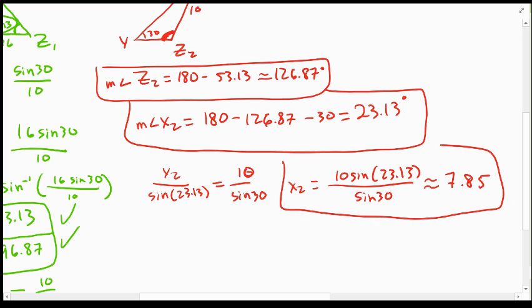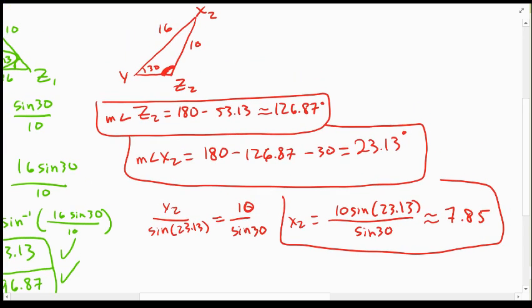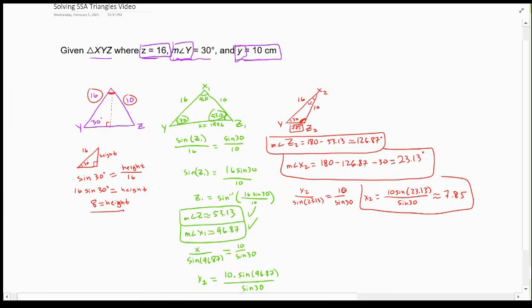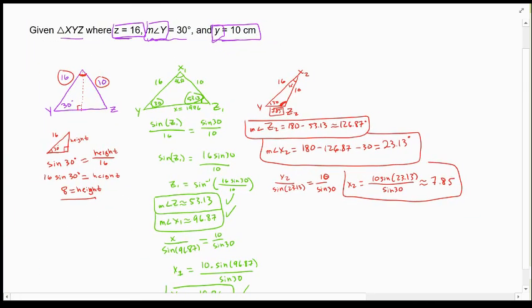And again, I'm hoping I didn't fat finger any values there. But again, that kind of makes sense because X2 being 23 degrees-ish means that it's projecting to the smallest side, so 7.85 makes sense. And that's kind of how you go through a side-side angle and solve both of the triangles.